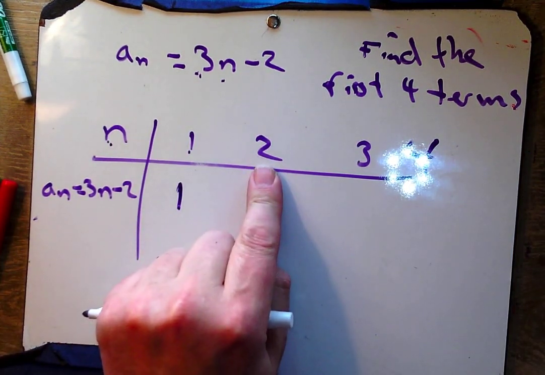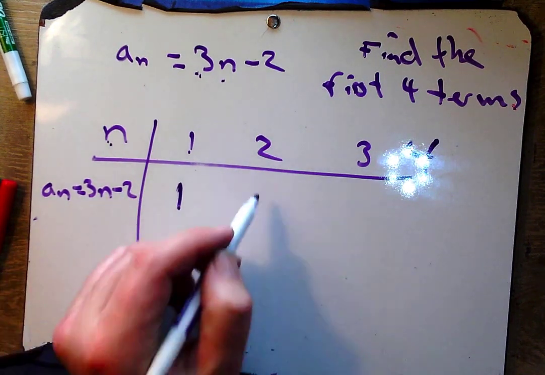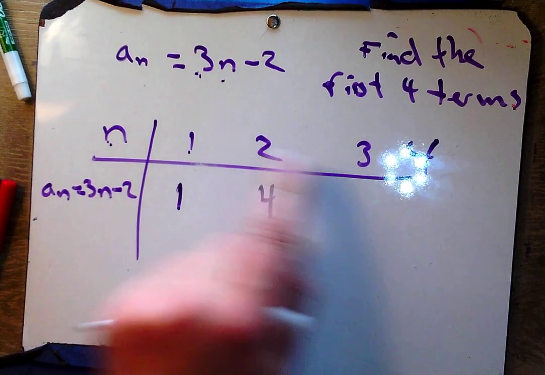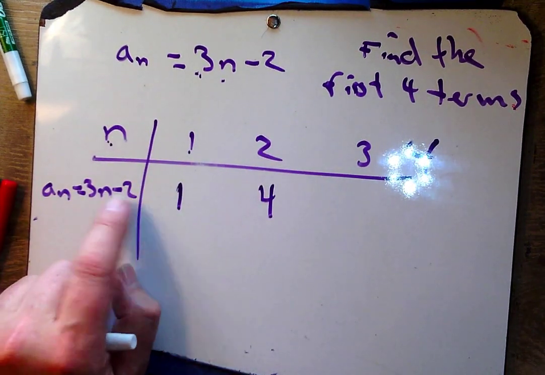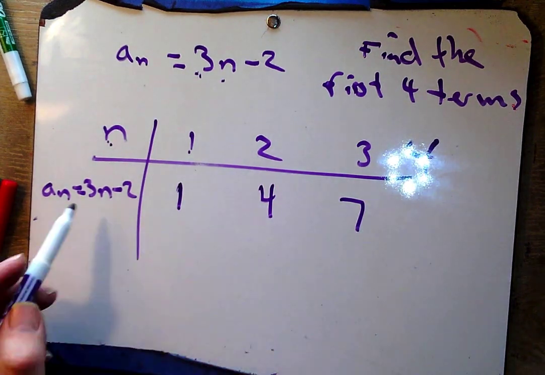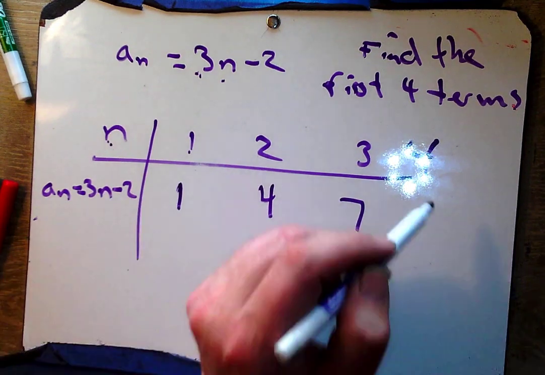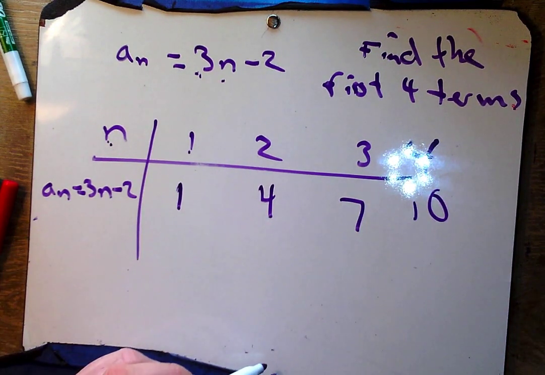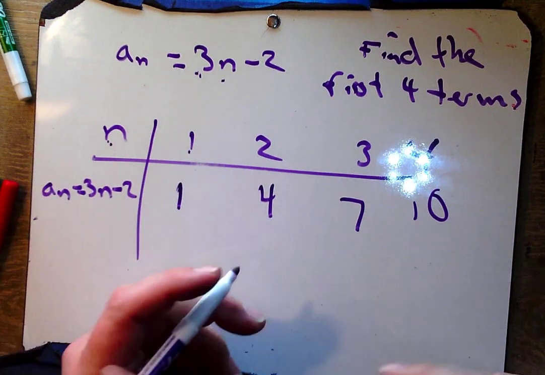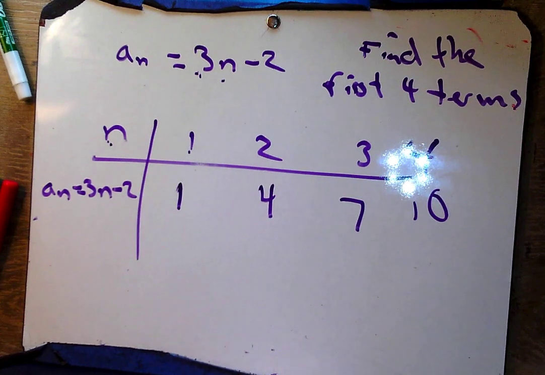If I plug in a 2 for n, 3 times 2 is 6. 6 minus 2 is 4. If I plug in a 3 for n, I'm going to have 9 minus 2 is 7. And if I plug in a 4 for n, I'm going to have 12 minus 2 is 10. So these are the first four values. And that's it. That's all I have to do is just plug in the numbers 1 to 4 there. All right?